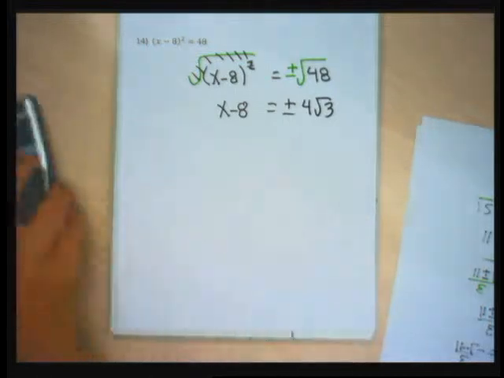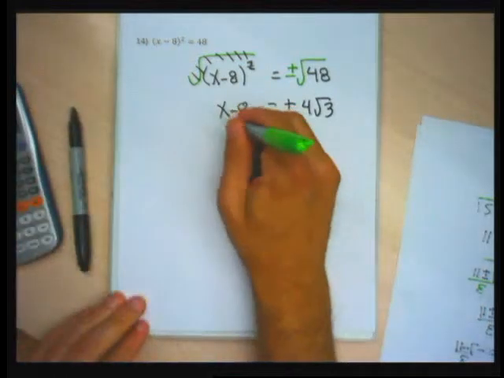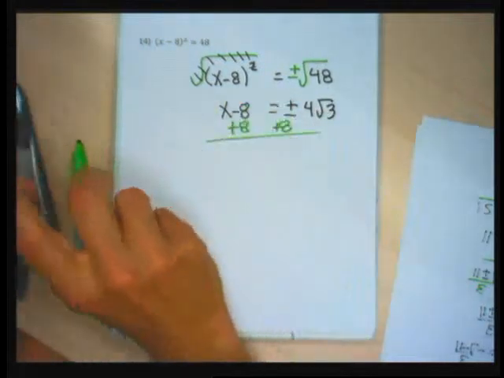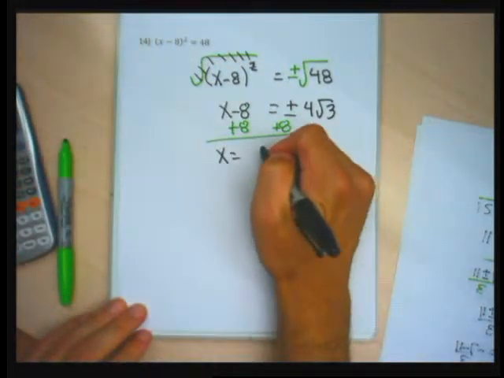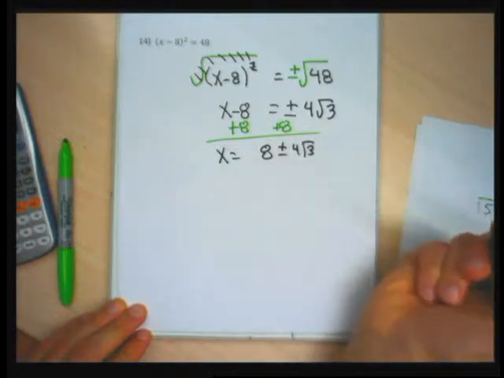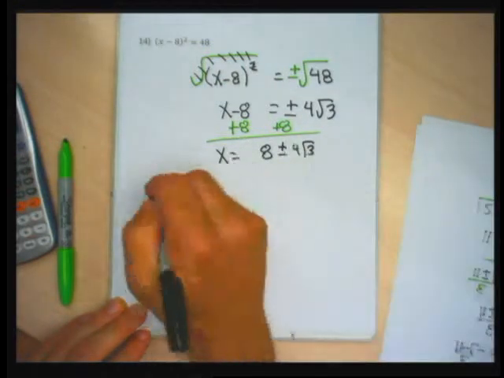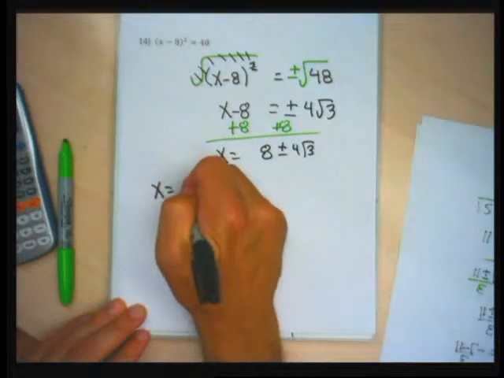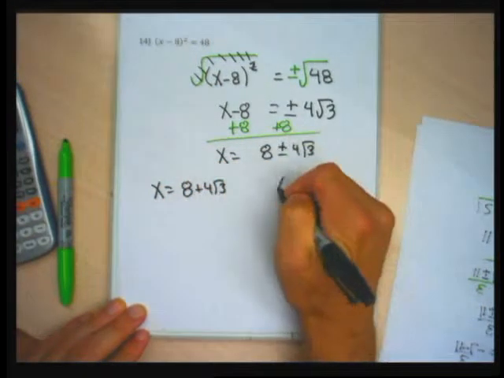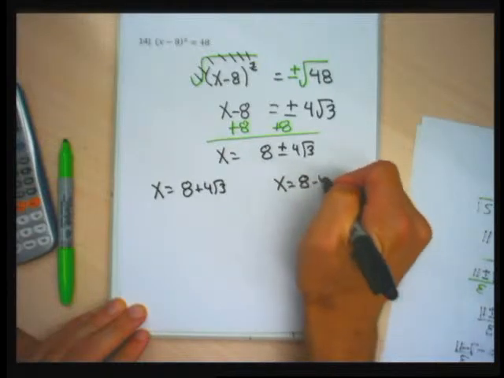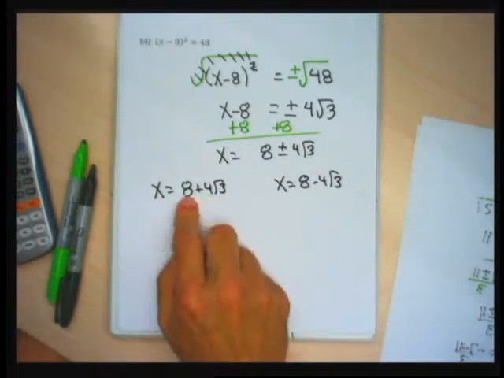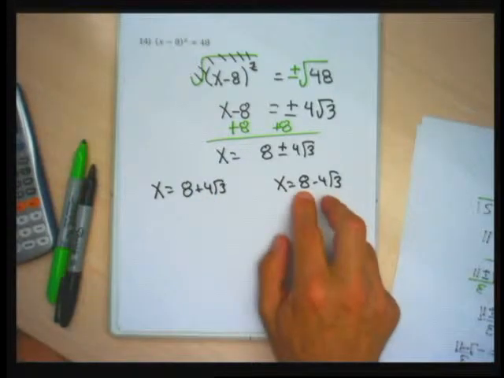And I'm going to plus 8 to both sides, and get x equals 8 plus or minus 4 square root of 3. The two answers that are implied here are x equals 8 plus 4 square root of 3 and x equals 8 minus 4 square root of 3. It turns out that you shouldn't get a 12 in the first solution. You shouldn't get a 4 in the second solution.